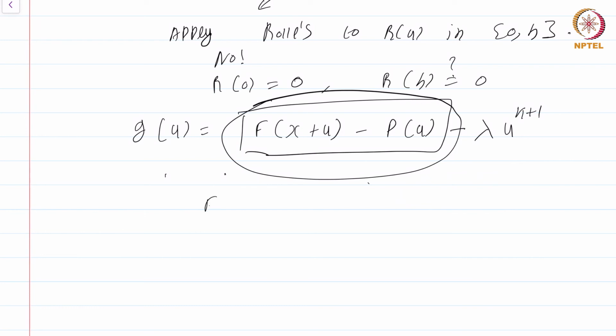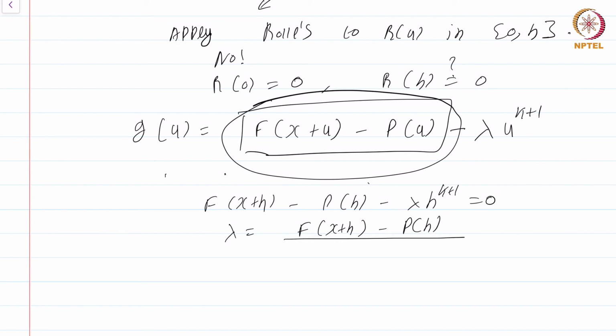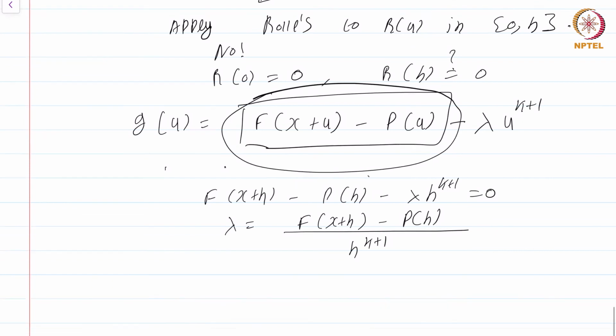Well, we want f of x plus h minus p of h minus lambda h to the power k plus 1 to be 0, right? So that just gives lambda is going to be f of x plus h minus p of h by h to the power k plus 1. Now it really doesn't matter what exactly lambda is. I'm just telling you that there is a lambda that will make Rolle's theorem applicable to the function g.